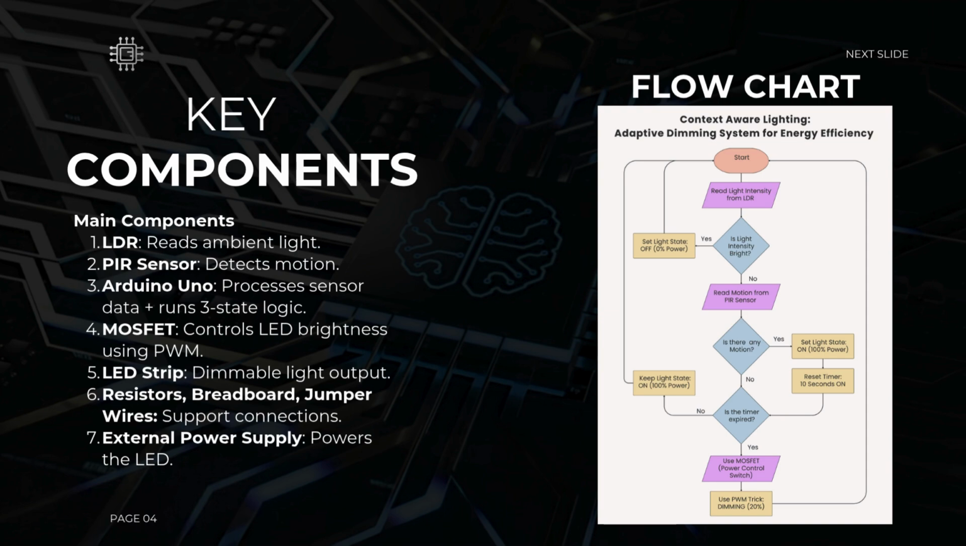If no, not yet, the timer is still going, then the light will stay on 100% and then the loop will begin from the start again. And then after that, it will ask again for the motion, for the LDR. Then if the timer is expired now, it will then use the MOSFET or the power control switch, which will use the PWM trick to make the light dim or 24%. Then after that, it will loop again from the start. So that's how this system works.